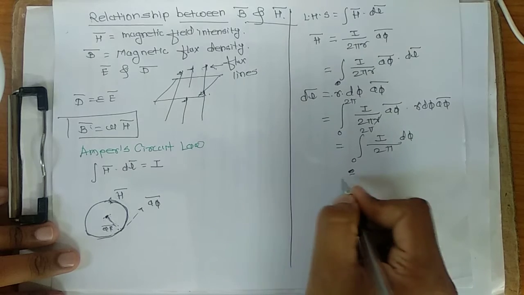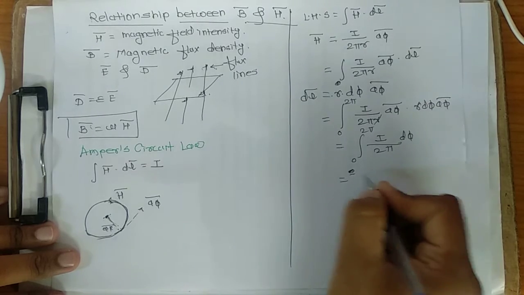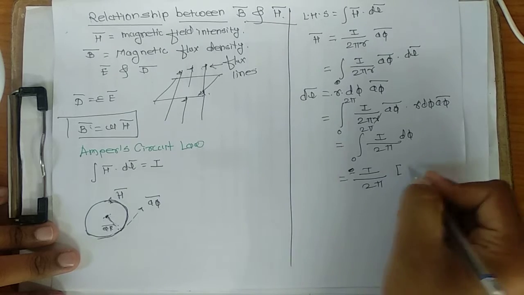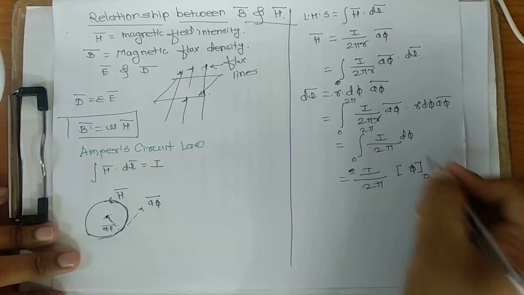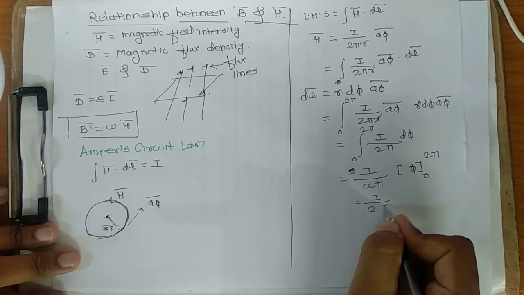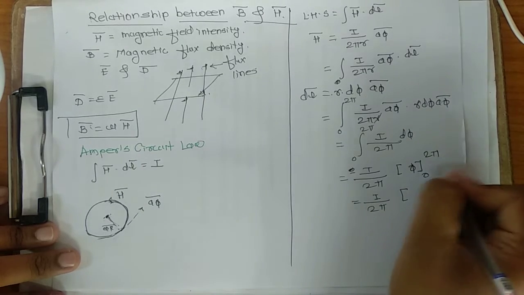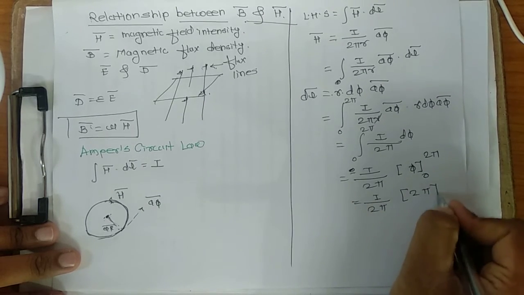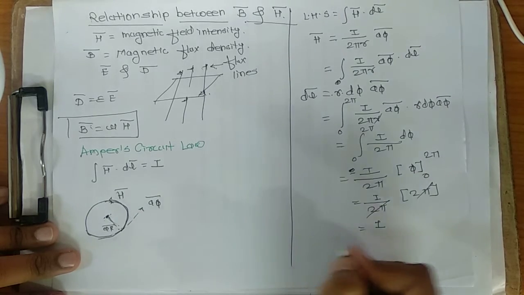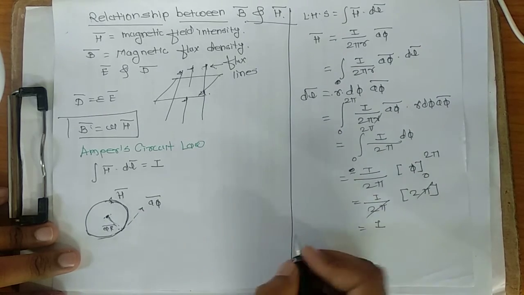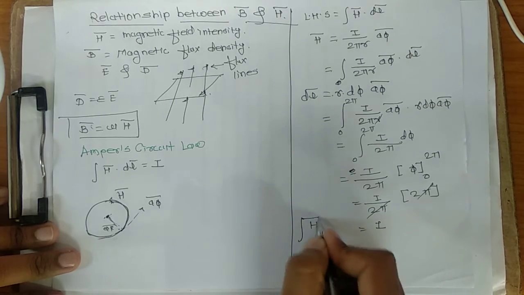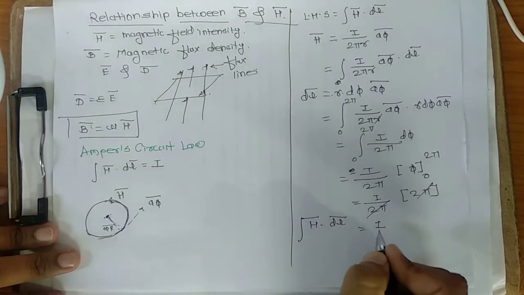Now only one integration remains, that is d phi. I divided by 2 pi, and the integration of d phi is phi, from 0 to 2 pi. So I divided by 2 pi, and this 0 to 2 pi gives 2 pi. So this gets cancelled, and the current I remains. So what we have proved is that the integration of h bar dot dl bar is equal to I.